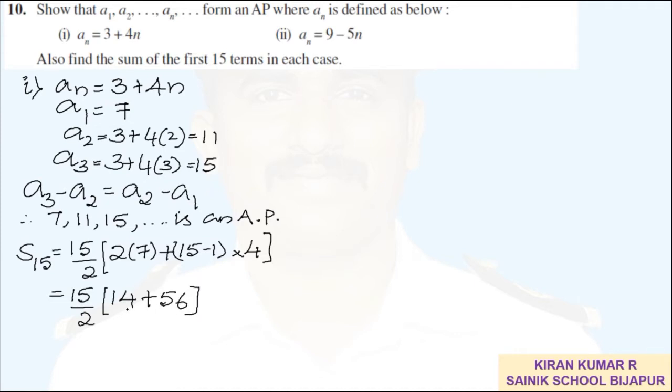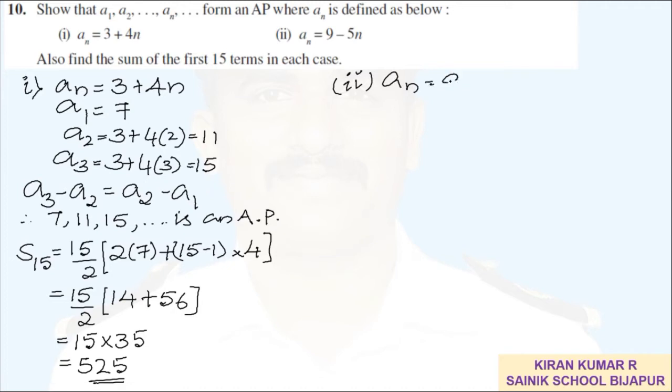56 added to 14 will be 70. Dividing by 2 becomes 35. So 35 times 15 will be 525. This will be the sum of the first 15 terms of this AP. In a similar way, we have to solve the second one.